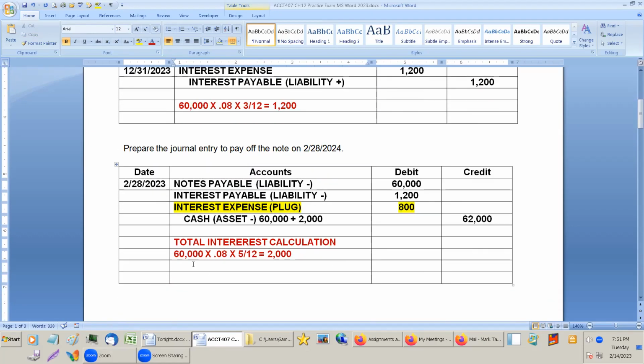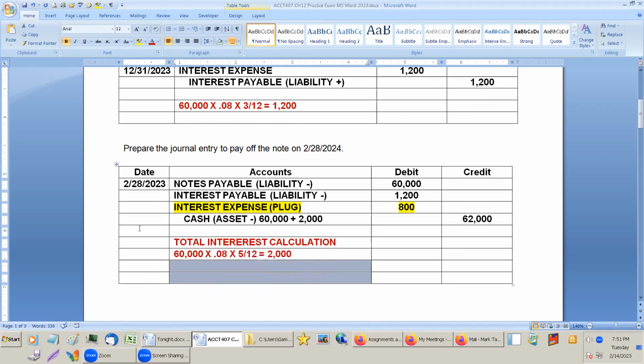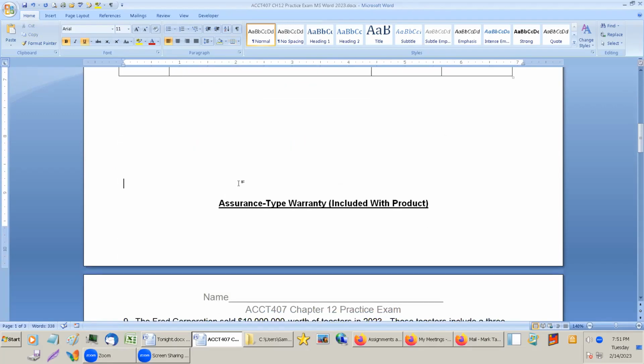Did I do it right? That should maybe be the first question. Did I do it right? Then question. All right. Yeah, they don't need to delete cells. All right, let's go to the next one.